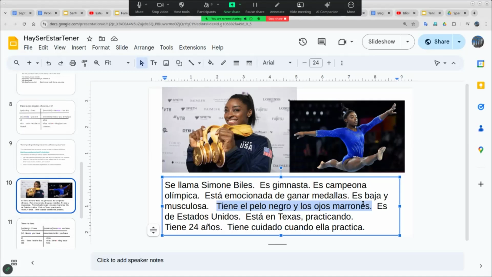And notice they say hair black. Tiene el pelo, she has the hair black. That's the word order they use. Y los ojos marrones, and eyes brown. That's the word order they use. It's just the way it is.